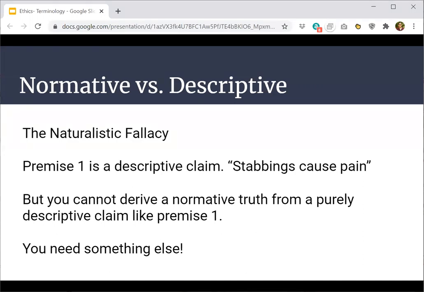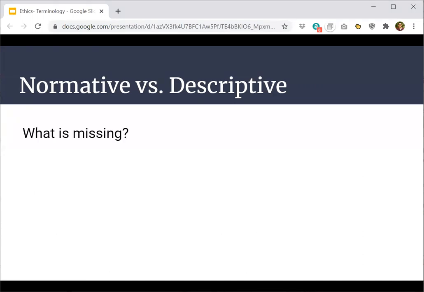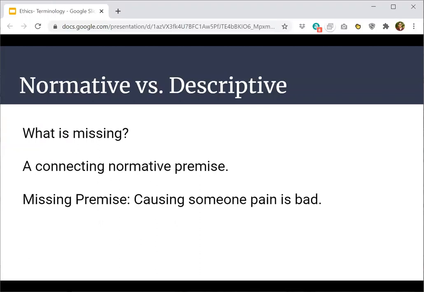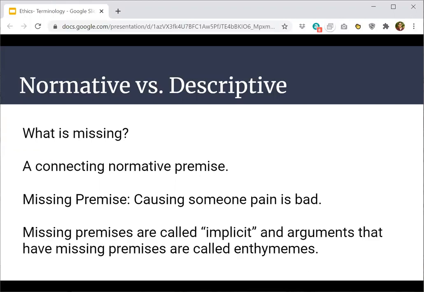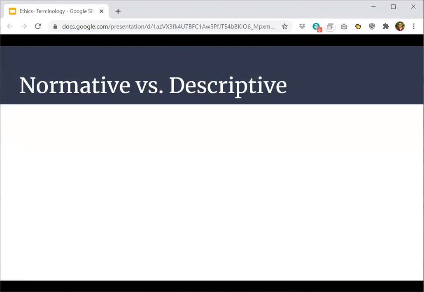You need something else, the thing that's missing. What is missing? A connecting normative premise. The missing premise in this case is that causing someone pain is bad, right? Or is something that you ought not to do. Missing premises like these are called implicit premises, and arguments that have missing premises are called enthymemes. You don't really need to know that, but it's a good piece of trivia.